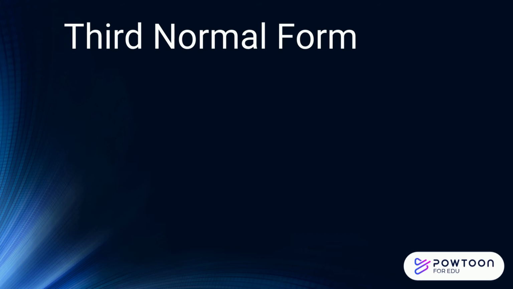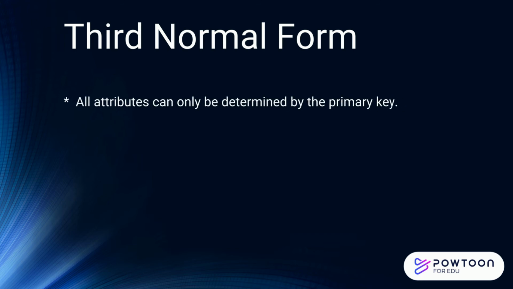What is third normal form? In third normal form, all attributes can only be determined by the primary key. In our example, the pattern manufacturer website is not determined by the pattern package, but by the pattern manufacturer.